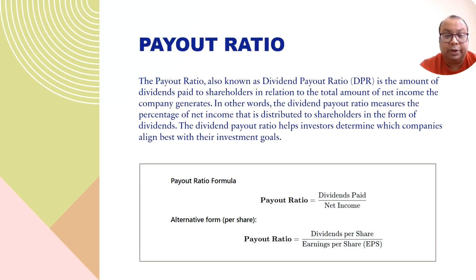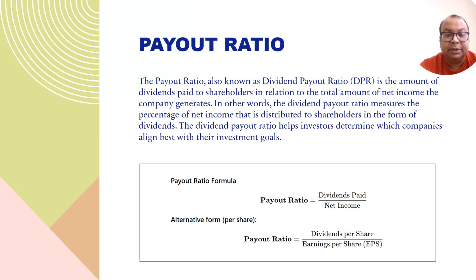Next one is payout ratio, or sometimes it is called dividend payout ratio. It shows what part of a company's profit is paid to shareholders as dividends. In simple terms, it tells you the percentage of the company's earnings that is shared with investors.